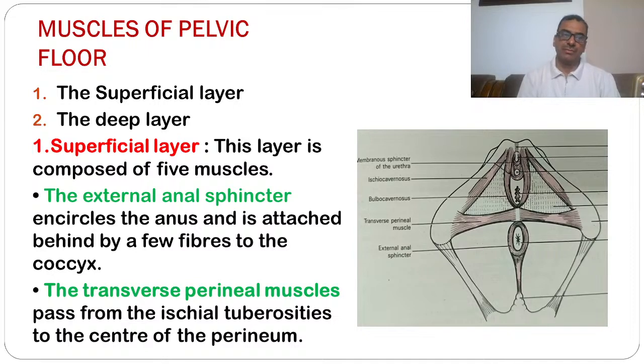Now, what are the muscles of pelvic floor? There are two layers of muscles, superficial layer and deep layer. Superficial layer is composed of five muscles. External anal sphincter encircles the anus and is attached behind to the coccyx. Transverse perineal muscle passes from the ischial tuberosities and attaches here at the perineum. So two muscles are there.